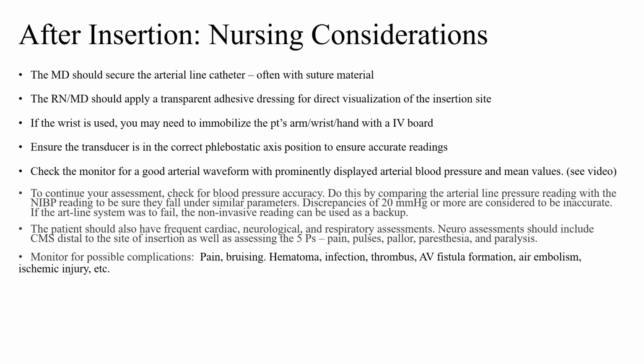You want to make sure that the transducer is in the correct phlebostatic axis position to ensure accurate readings. You want to make sure that you're checking the monitor for a good arterial waveform, and that you're getting decent arterial blood pressure and mean values, and there's another video coming up on what the waveform should look like. But using a backup method, just like a regular blood pressure cuff, will get you in the ballpark. We don't want it to be too crazy different, but if the manual blood pressure cuff is somewhat close, you have an idea that your arterial line is probably working for you, along with some other troubleshooting things that we'll look at.